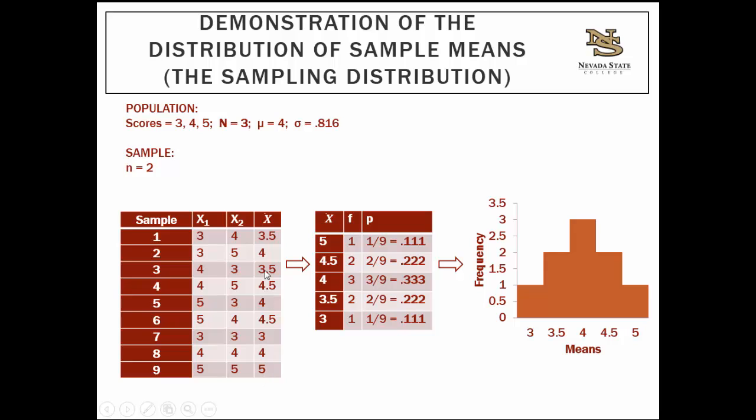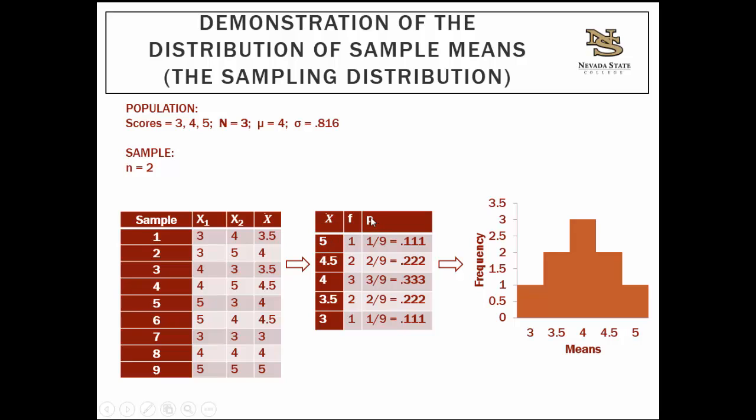Then, if you want to get the distribution, remember the distribution is based on a frequency distribution table and then putting that into a graph. So, how many means of 5 did we get from all these possible samples? Just 1, right? So 1 is the frequency of a sample mean of 5. 2 is the frequency of a sample mean of 4.5, right? There's 2 4.5s, and so on and so forth. You know about frequency distributions already.